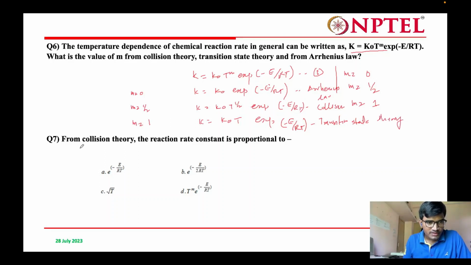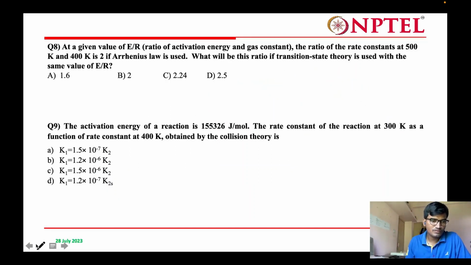Now question number 7, from the collision theory the reaction rate is proportional to, option given. So here m is equal to 1 by 2. Question number 8, at a given value of E by R, the ratio of activation energy and gas constant, the ratio of the rate constant at 500 Kelvin and 400 Kelvin is 2 if Arrhenius law is used. What will be the ratio if transition state theory is used with the same value of E by R?